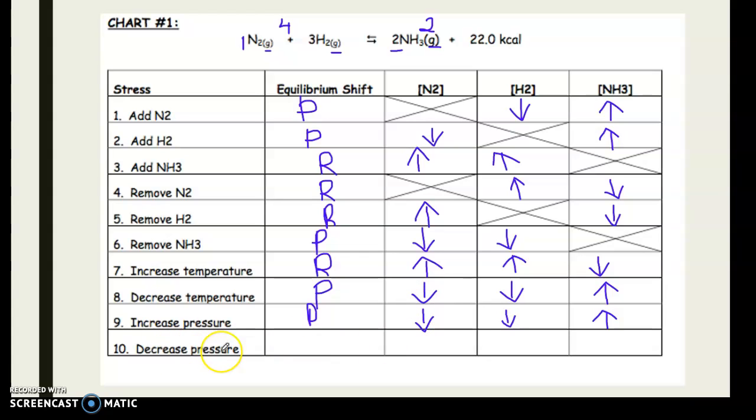Right? Let's go ahead and work with number 10. If we decrease the pressure, we're going to go to the side with the most. So which one has the most? 4 or 2? Our reactants or our product? Our reactants has the most. So we're going to shift towards our reactants. And meaning when we shift towards our reactants, we're going to increase the concentration of all our reactants. So that means N2 is increased and H2 is increased. And that means the concentration of NH3 by default ends up decreasing.